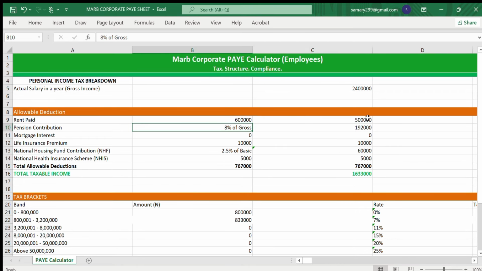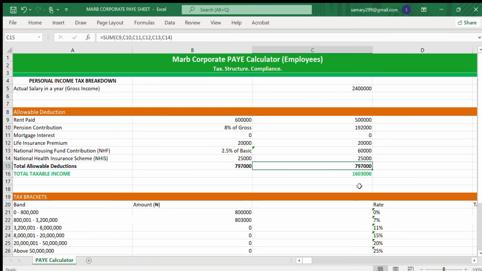That's 8% of your gross. And mortgage interest, that one is 0. Life insurance premium, maybe you've now increased that one to 20,000 naira. You see, National Housing Fund, NHF, is 2.5% of the basic salary of your gross income, right? Then NHIS, you can put any amount. So let's increase this to 25,000 naira. Our calculation has automatically calculated itself.